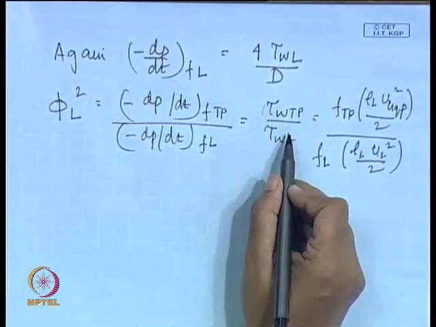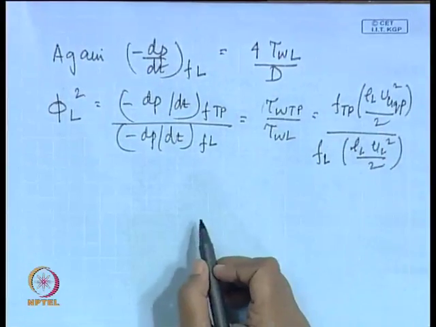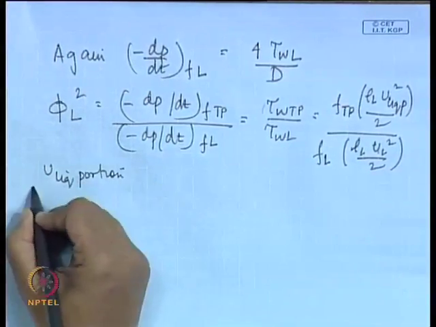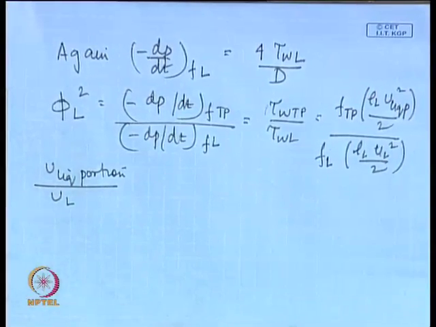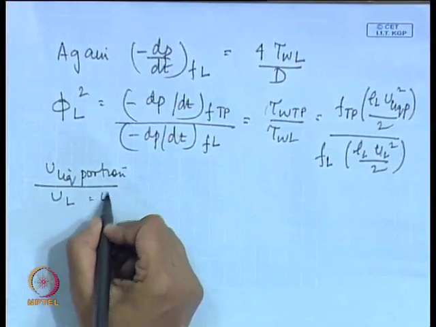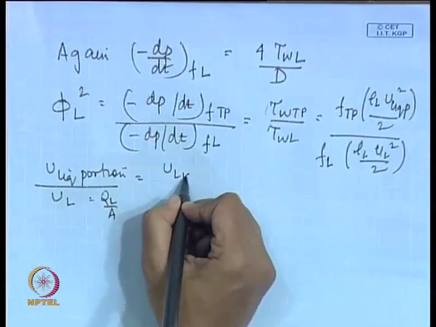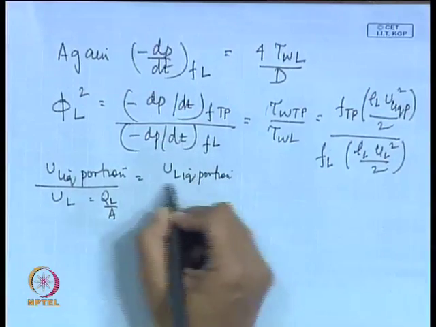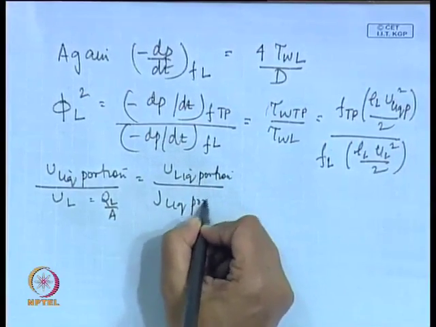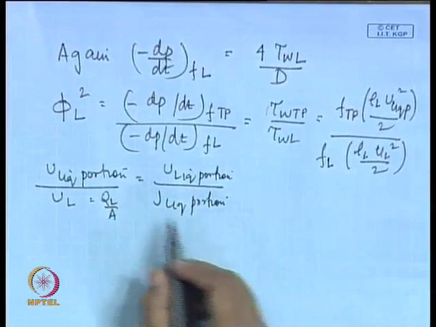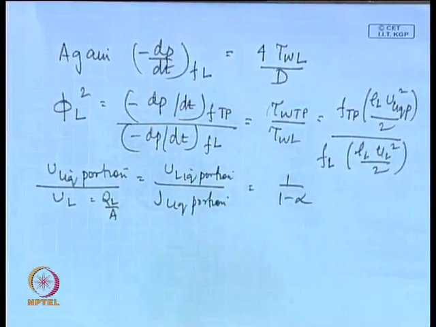Agreed? Fine. So, now you tell me a few things. This U liquid portion by, when this U is flowing alone in the pipe, that means this UL is nothing but QL by A. Yes or no? Fine. Or in other words, this can be taken as JL, volumetric flux, isn't it? So, this can be written down as U liquid portion by J liquid portion. Can I write down this or not? Tell me. Okay. And what is the relationship between these two? Isn't it equal to 1 by 1 minus alpha?